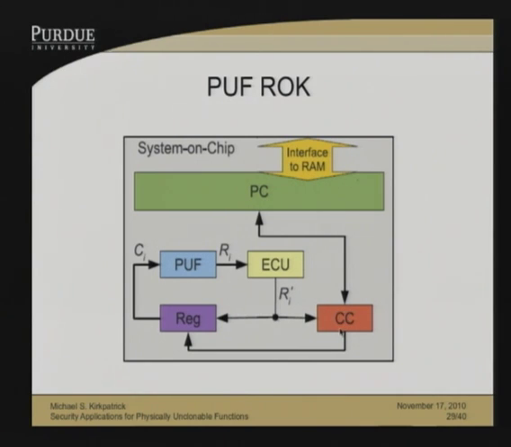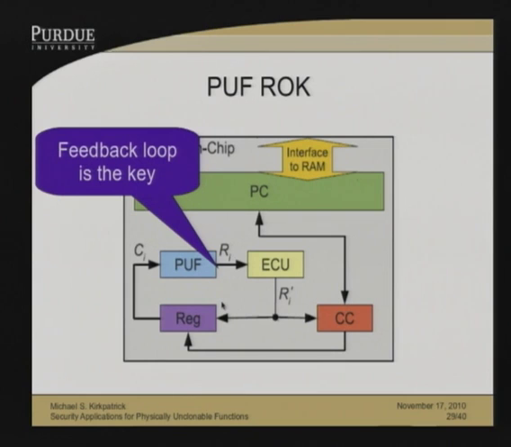When the cryptographic core needs to get a key, first it initializes a register with a certain value, and then that value becomes the input to the PUF, and the output of the PUF becomes both the key and also overwrites the register value. So every time you pull the PUF, you'll get a new value, and the value stored in this register will be overwritten. So it's inherently destroying the previous value that was stored. This feedback loop is really the key.